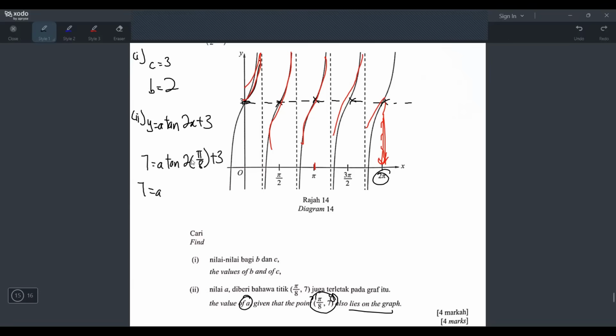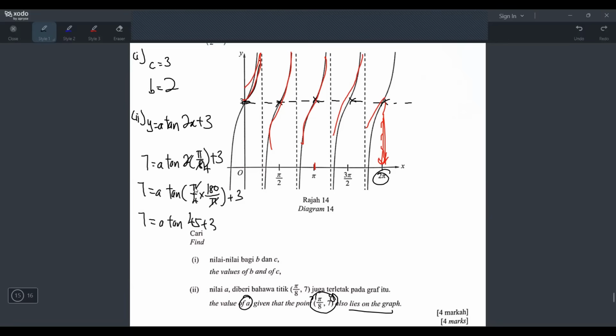Okay, the 2 and 8 can cancel, you are left with pi over 4. So it becomes tangent pi over 4. But pi over 4 is in radian, right? Let's convert into degrees. So how to convert to degrees? You will multiply with 180 over pi, right? And then plus 3. And then cancel, you're left with 7 equals A tangent 180 divided by 4. Okay, let's press 45. Right, so you become 7 equals A tangent 45 plus 3.